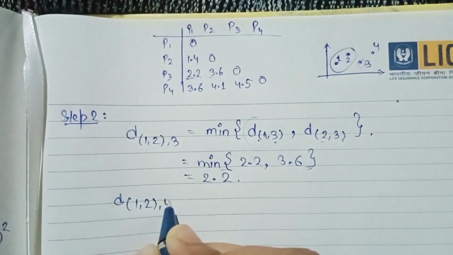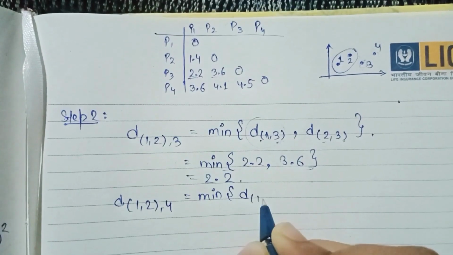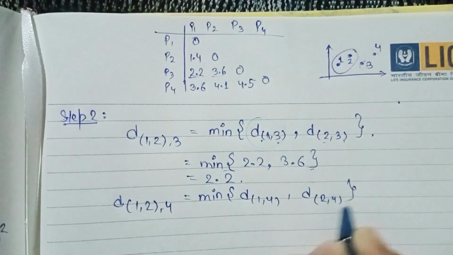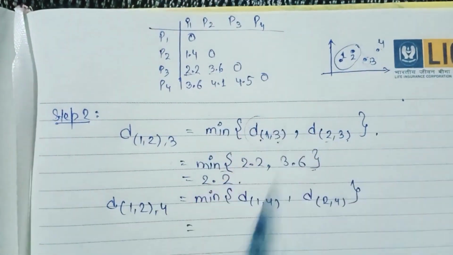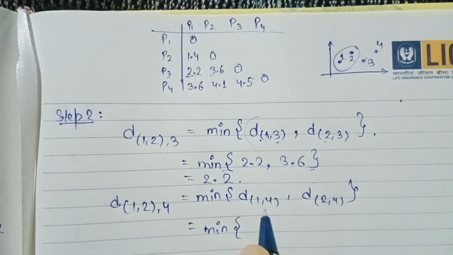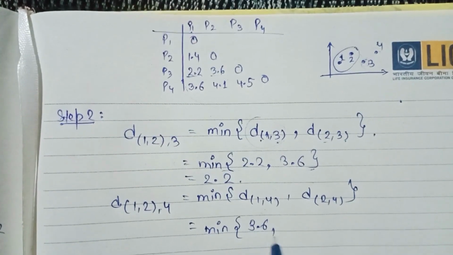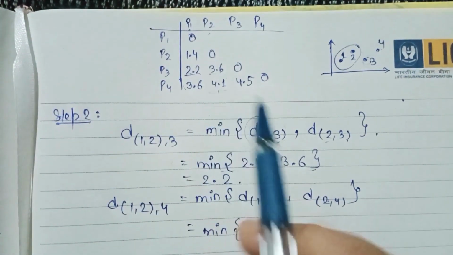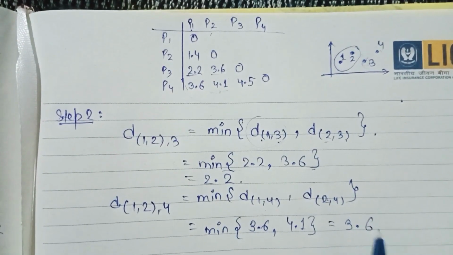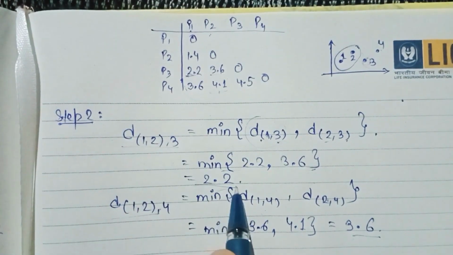Minimum of D 1 to 4 and D of 2 to 4. Again, from this matrix, we can say that D of 1 to 4, P1 to P4, is 3.6, and 2 to 4, P2 to P4, is 4.1, and the minimum value is 3.6. So the value of this is this, and this one is 2.2.